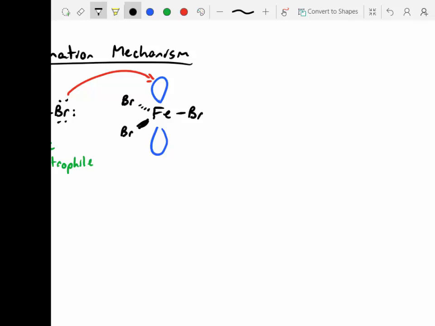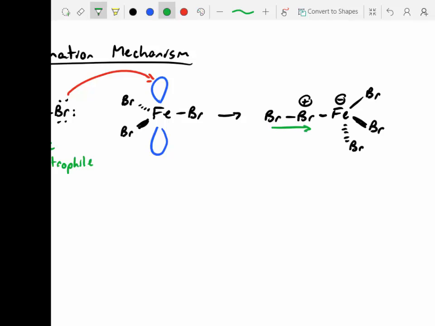And so if we go through, we've now formed something that looks kind of odd. This iron now has a negative charge, and this bromine now has a positive charge. If we think about this, there's a super strong dipole right now between these two bromines, and this makes this a very strong electrophile.